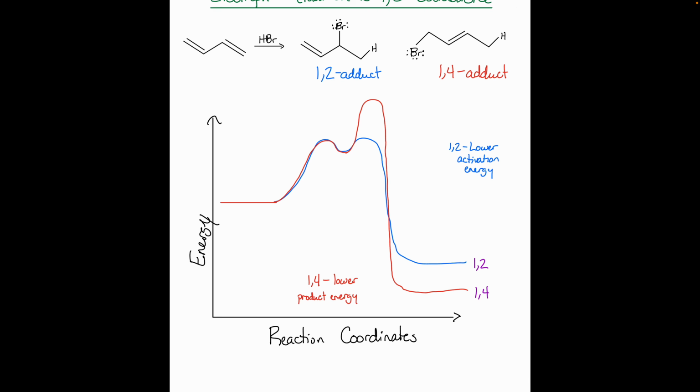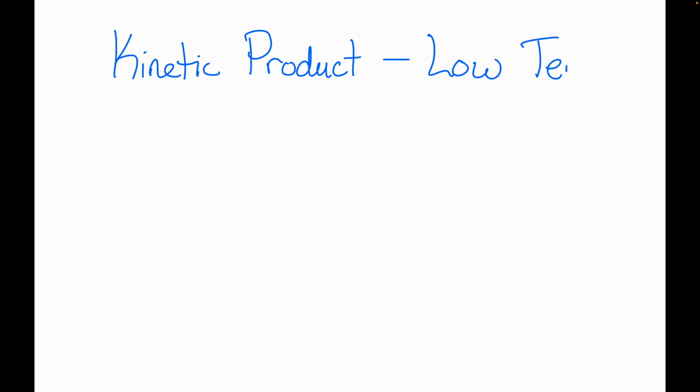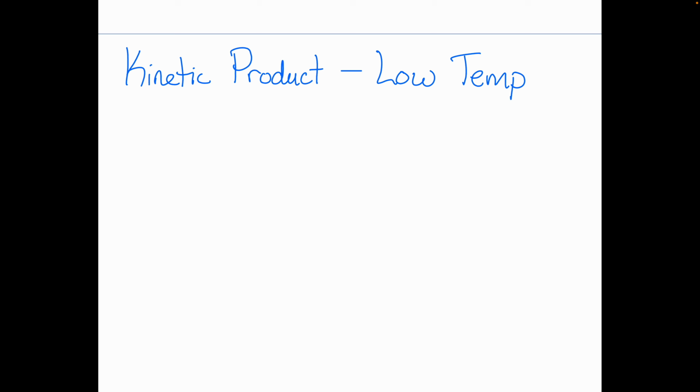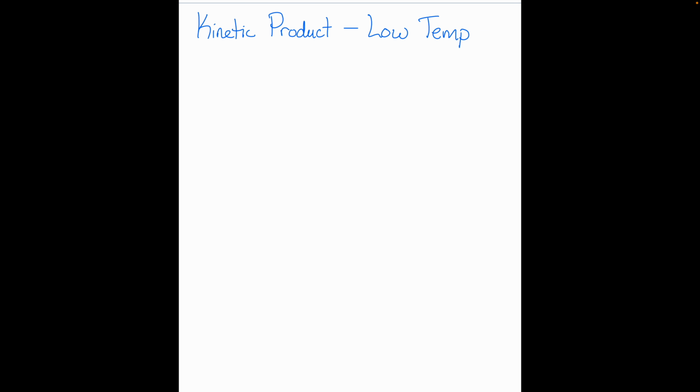All right? So we're going to make some notes here. We have what we call our kinetic product. This is the one that's favored at low temperatures. All right, I'm going to leave room for a bunch of notes here. I'm going to go about halfway down the page here, and this is going to be our thermodynamic product, which we get at high temperatures.